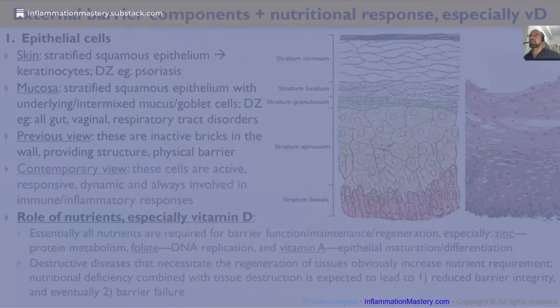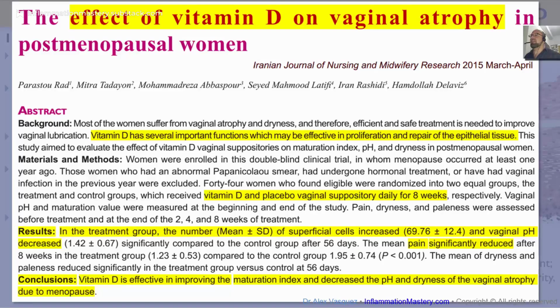Let's look at another study on the same theme, this one from 2015, the effect of vitamin D on vaginal atrophy in postmenopausal women. The authors begin by stating vitamin D has several important functions which may be effective in proliferation and repair of epithelial tissue. Here they used a vitamin D suppository of only 1,000 international units per application. And they looked at this over the course of 8 weeks of treatment.